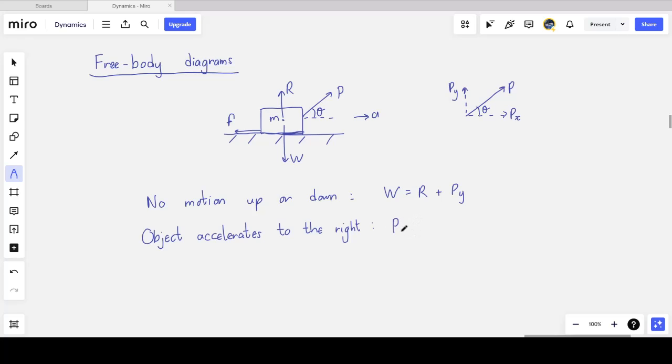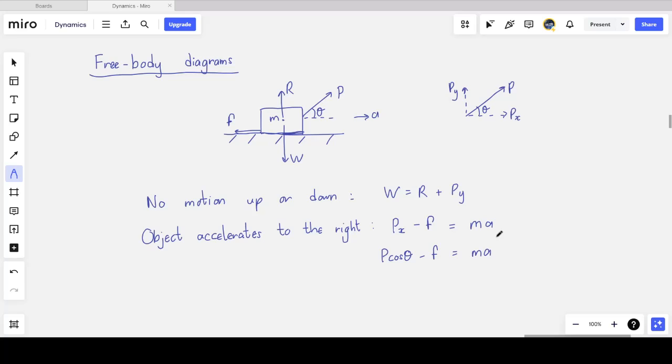Now, only the horizontal component of P, Px, is responsible for the acceleration, because that's the only component of the force P along the direction of motion. So Px minus the frictional force must be the resultant force. The resultant force must be to the right. And Newton's second law says the resultant force must be equal to ma. So what this means is that P cosine theta minus f is equal to ma. I've now set up a system of two equations just by drawing a free body diagram.